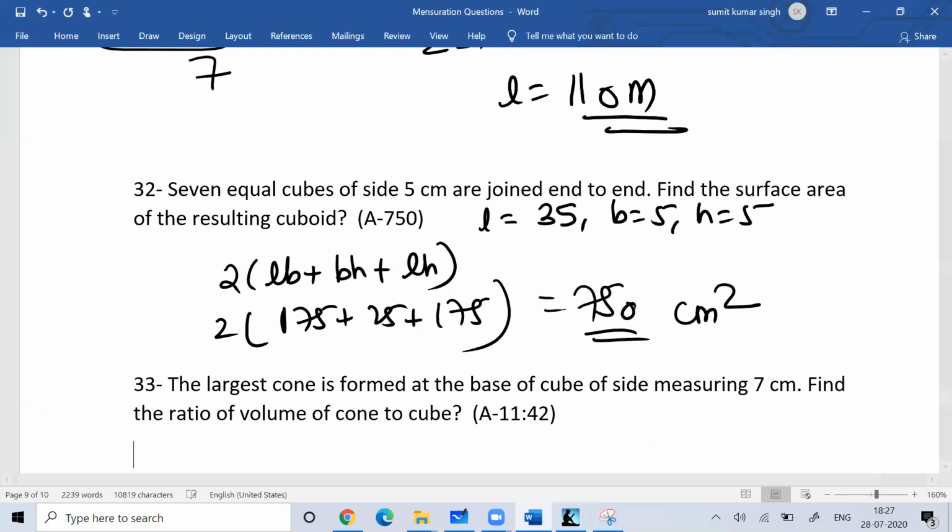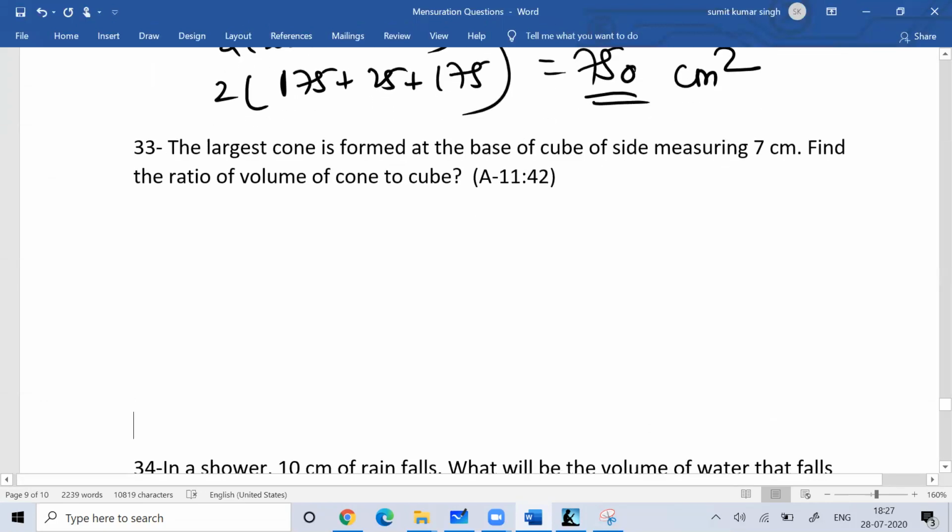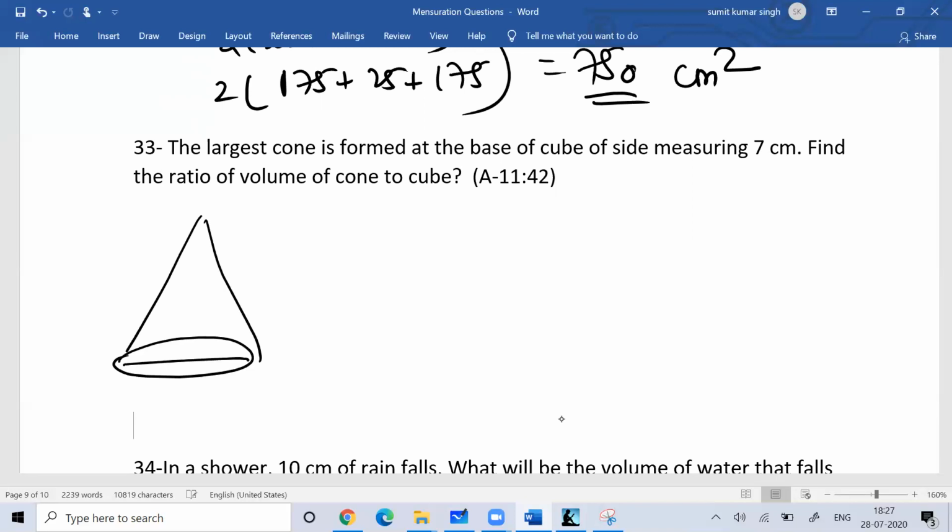The largest cone is formed at the base of a cube of side 7 centimeter. Find the ratio of the volume of cone to the cube. On the cube you are creating a cone, so the diameter of the cone would be 7. The radius of this cone would be 7 by 2, while the height of this cone would be 7.